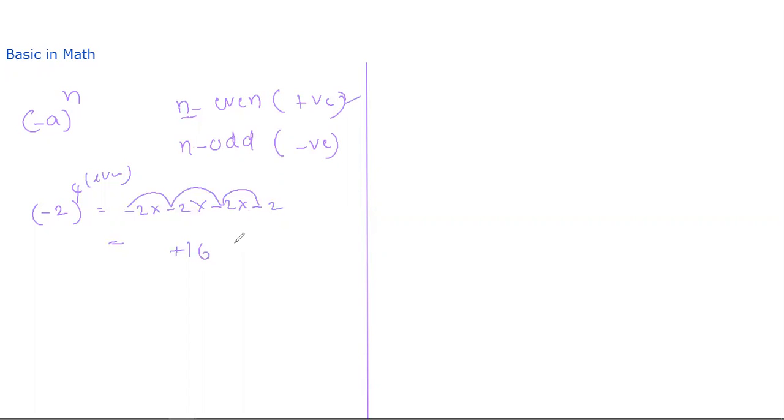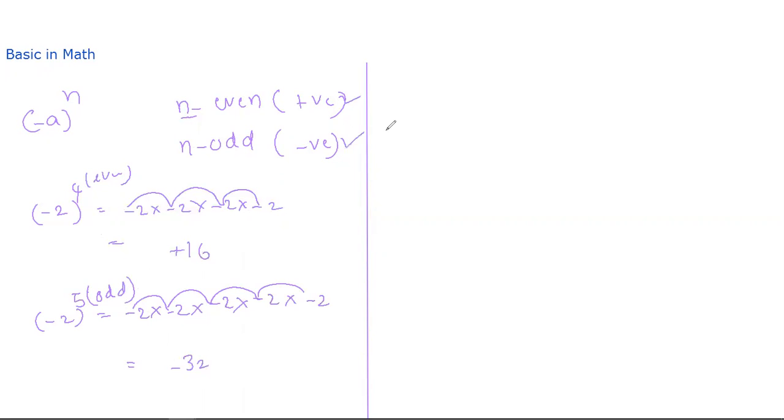Now we'll see a negative base with an odd exponent. Let's take the same number, minus 2 to the power 5. 5 is an odd number, right? So minus 2 into minus 2 into minus 2 into minus 2 into minus 2. First multiply the numbers: 2, 4, 8, 16, 32. Now check the signs. Minus into minus is plus, plus into minus is minus, minus into minus is plus, plus into minus is minus. So the answer is negative. Why? Because the power or exponent is odd.